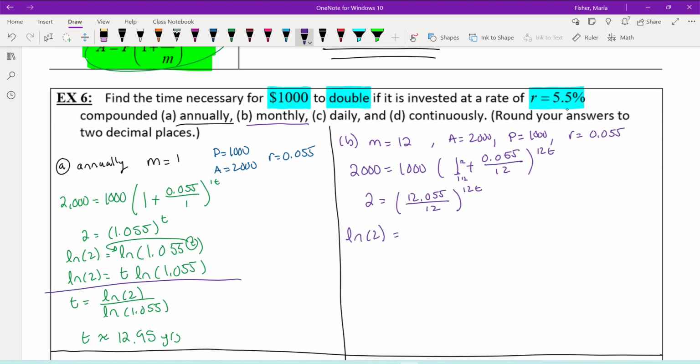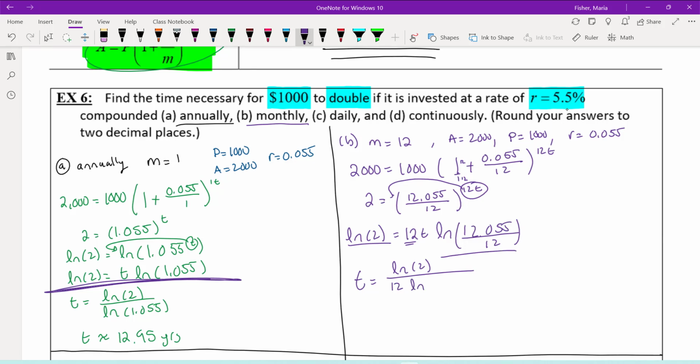Taking the natural log of both sides, we'd have the natural log of 2 is equal to, and we're going to go ahead and skip to the part here where we're using the power to product rule. So this guy here is going to go and multiply the front. So 12t times the natural log of 12.055 divided by 12. Solving for t, and t is going to equal the natural log of 2 divided by 12 times that natural log of 12.055 over 12.